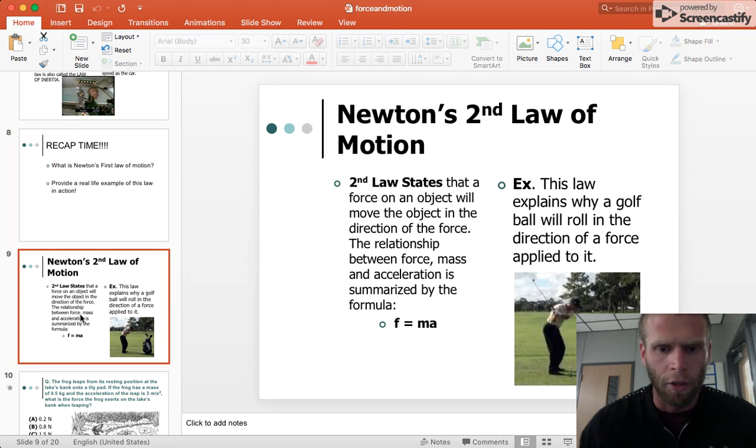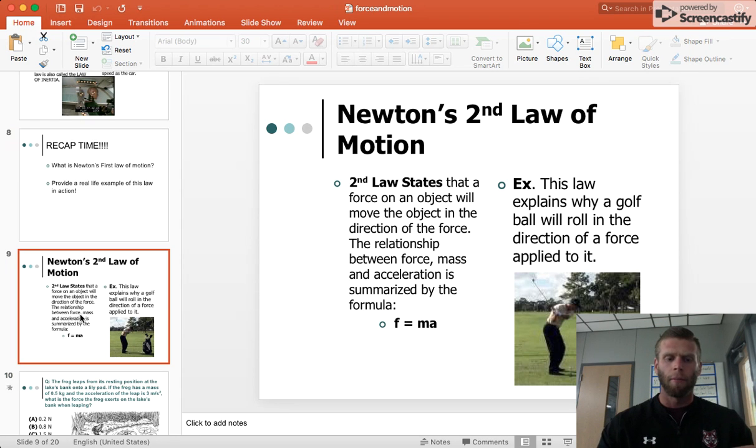Newton's second law of motion. This is the most forgotten law for some reason. The second law states that a force on an object will move the object in the direction of the force. The relationship between force, mass, and acceleration is summarized by the formula F, force, equals ma, mass times acceleration. This law explains why a golf ball will roll in the direction of a force applied to it. So if you have a force exerted on an object, based on how much mass it has determines the acceleration.